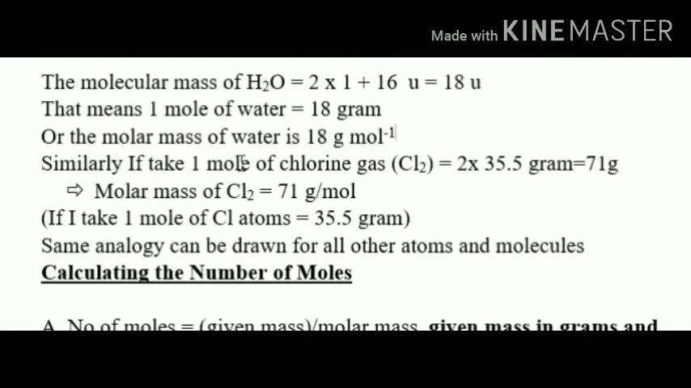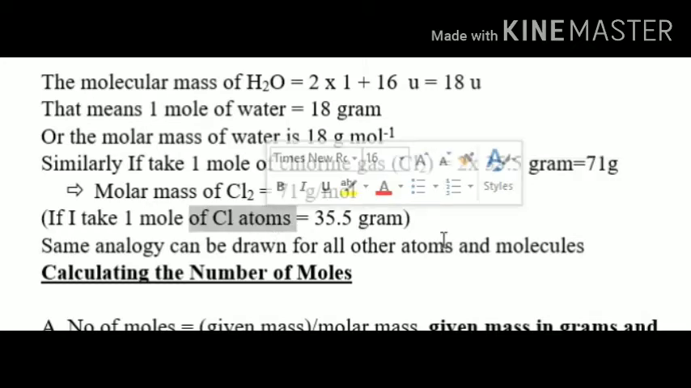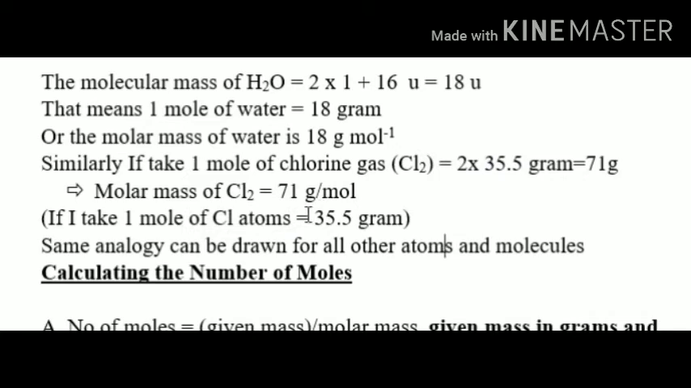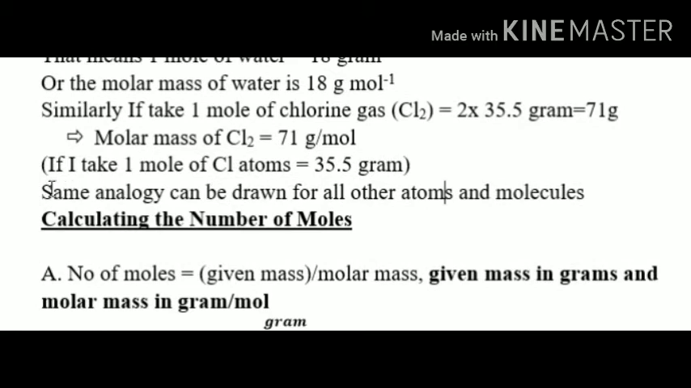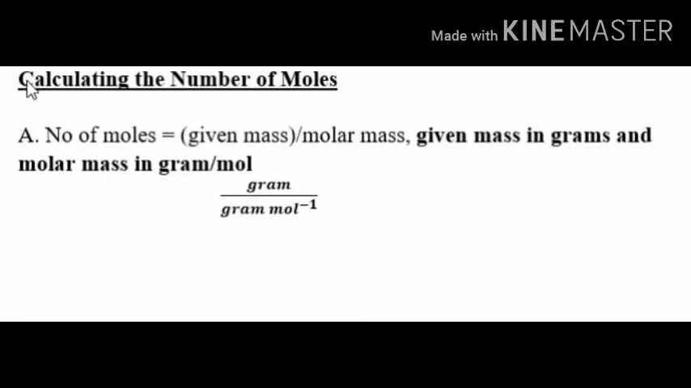Similarly, if I take 1 mole of chlorine gas Cl2, the molecular mass is 71 U, that means if I write 71 gram, it will refer to the molar mass of chlorine. That means molar mass of chlorine equals 71 gram per mole. Okay. So since I am taking chlorine gas, the constituent particles are Cl2. So if I take 1 mole of chlorine atoms, not molecules, then the weight will be 35.5 gram. Okay. So the same analogy I can draw for all other atoms.